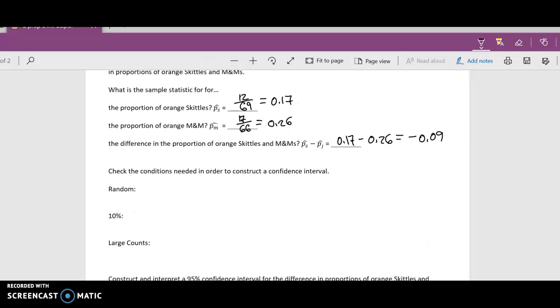Just like our other confidence intervals, we've got conditions that we've got to check. Is it random? We're going to say yes. Random samples were given. And remember what that does? That allows us to generalize results.